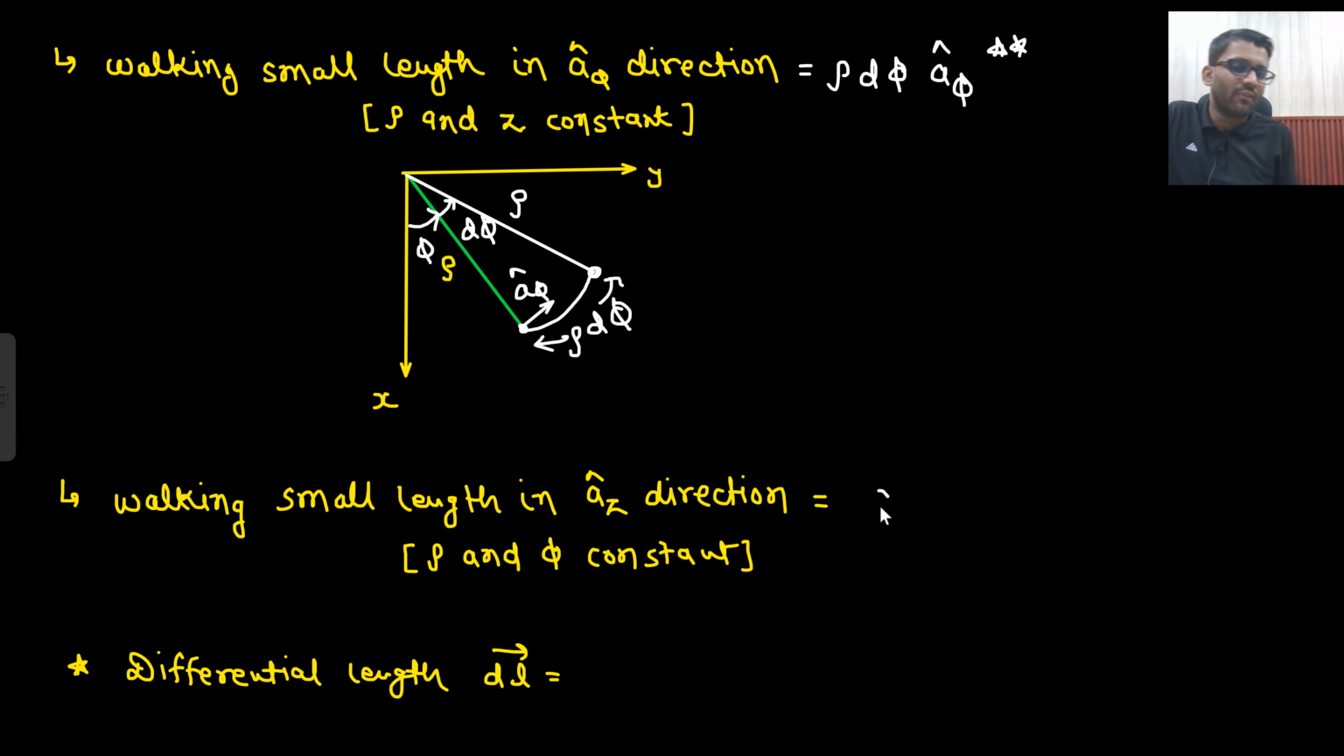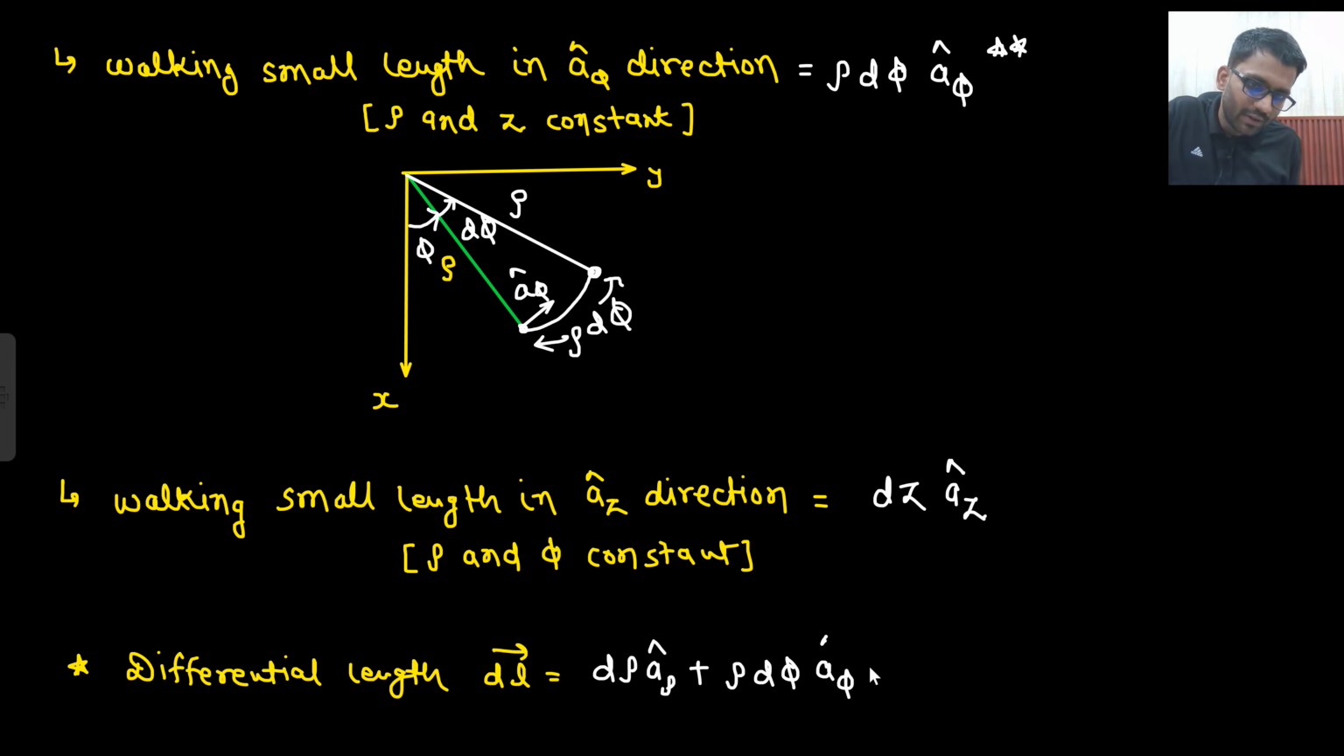And in z direction what will I work? If I work a small length, if I say small signal, you consider small length. So if I work a small length in a z direction, that would be dz a z cap. So what will be my differential length? In rho I work d rho a rho cap. In phi I worked rho d phi a phi cap, and in z I worked dz a z cap. So this is your differential length.